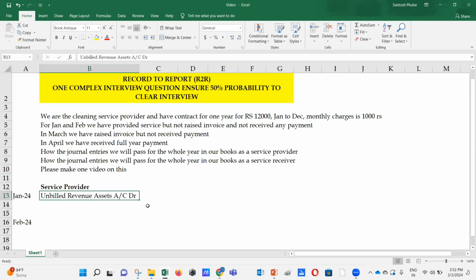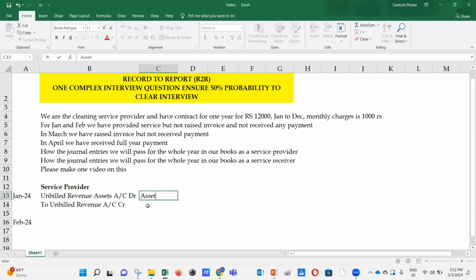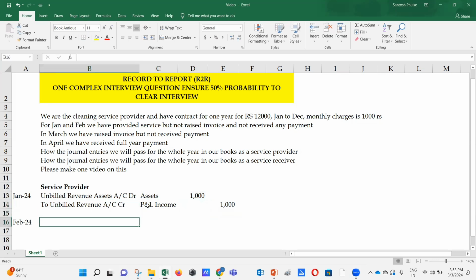So the first entry is going to be for Jan 24 when you have delivered the services, but you haven't raised the invoice for that. That's the unbilled revenue assets account debit to unbilled revenue account credit. And this unbilled revenue is going to park towards the assets and this one towards the P&L income. And the amount is going to be 1,000 and 1,000. This is going to be only for Jan, for which you have delivered the services.